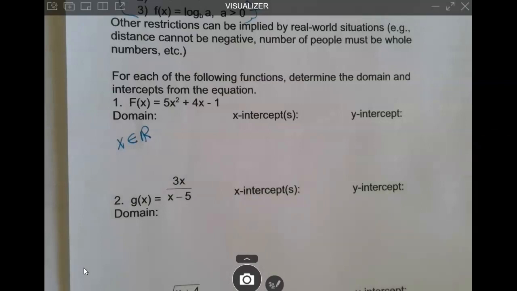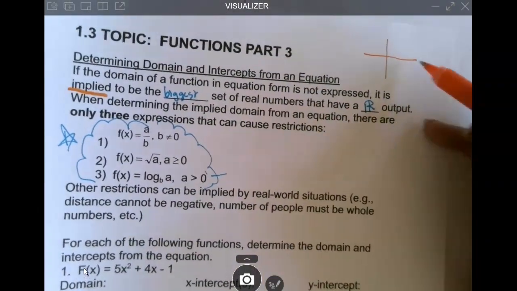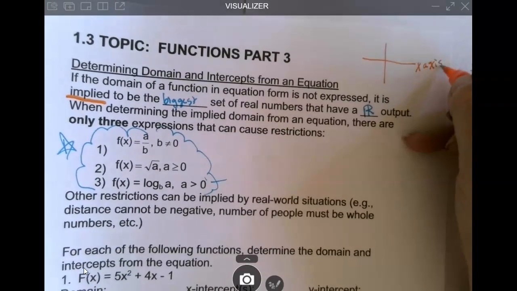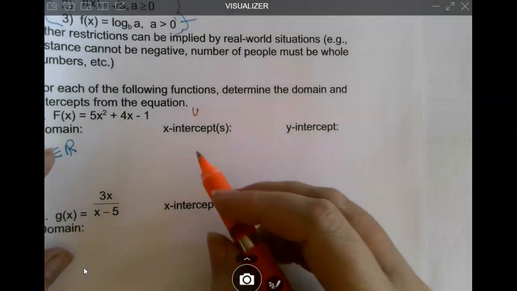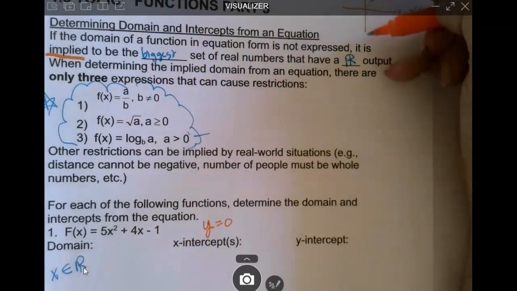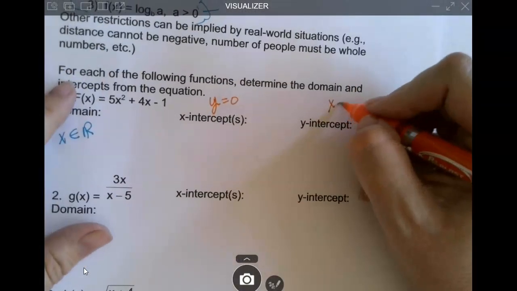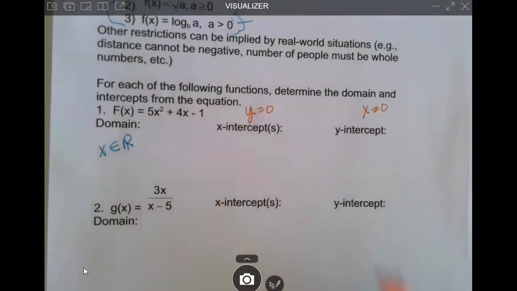Then to find my x and y intercepts, if I think about a graph, the x-intercept is where it crosses the x-axis, and it crosses the x-axis where y equals 0. So the x-intercept is always where y equals 0. And my y-intercept is where it crosses the y-axis, and where it crosses the y-axis, my x is always 0. So to find each one, I'm going to plug in y equals 0 for the x-intercept, and x equals 0 for the y-intercept.